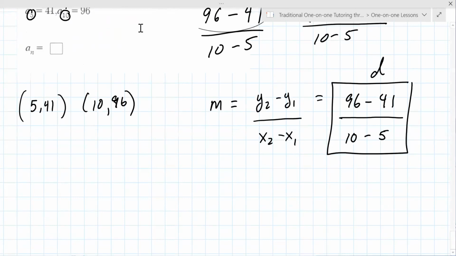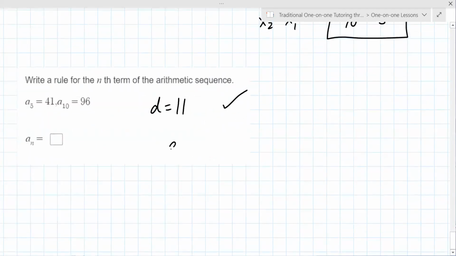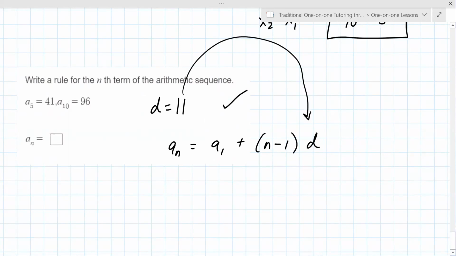So let me actually grab this problem again, snip it in, and we just figured out that D is 11. The formula is AN equals A1 plus N minus 1 times D. And now you know that D is 11. So you choose one of these. Let's choose this one on the left. This is like what we're doing in problems 1 through 4.